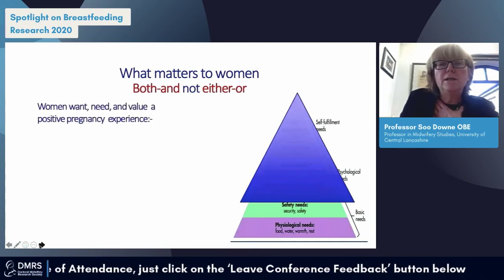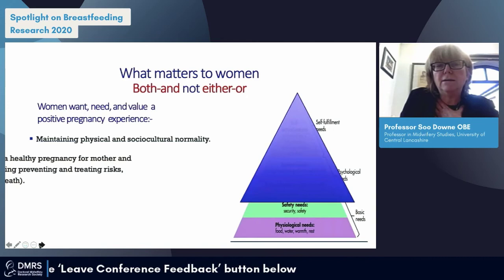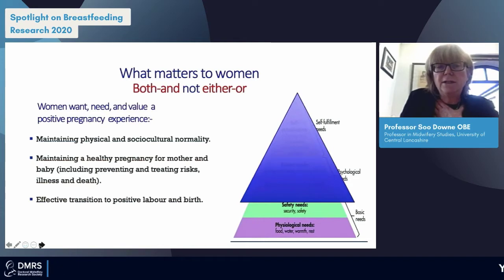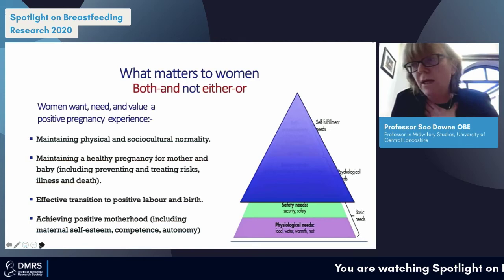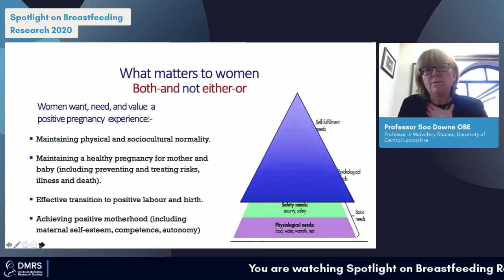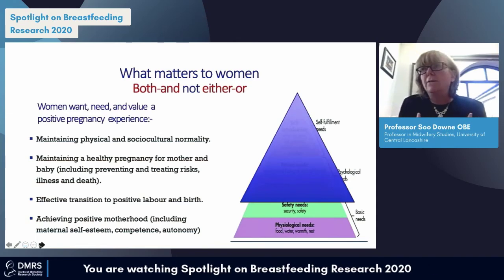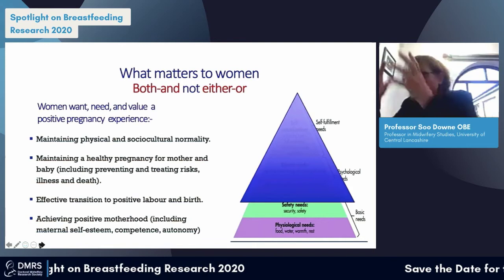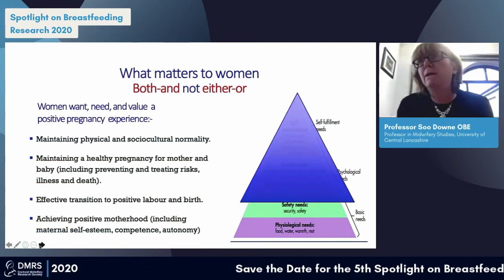And the finding was that women, as I just said, this is what they valued, and what that meant was maintaining normality where they could, maintaining a healthy pregnancy, obviously preventing risks and illness and death, effective transition to positive labour and birth, and achieving positive motherhood. And what's interesting about this for us is that when women talked about antenatal care, the experience of pregnancy, they were thinking already about motherhood. It wasn't antenatal, intrapartum, postnatal. It was a whole system, a whole episode concept.